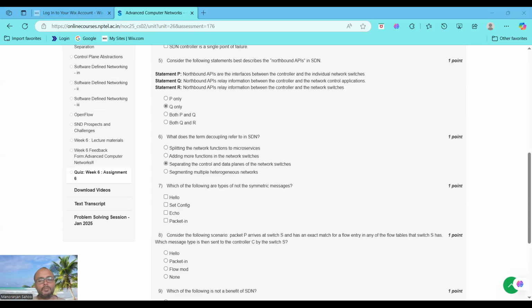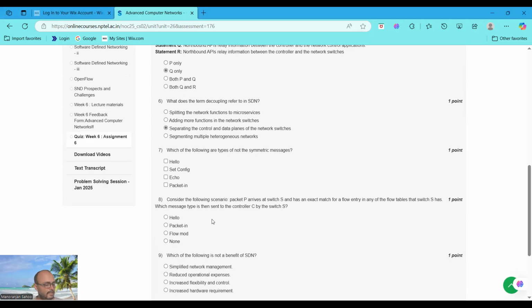Just a minute. Question number 6. Separating the control and data planes of the network interface. What do you mean by decoupling? Decoupling in SDN refers to the separation of the control plane, which makes the decision about how the packet should be forwarded, from the data plane, which actually forwards the packets. This separation allows centralized control and programmability of the network. Okay, that's why I choose option C.